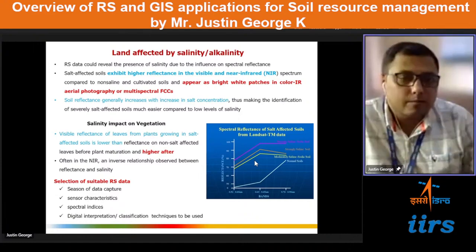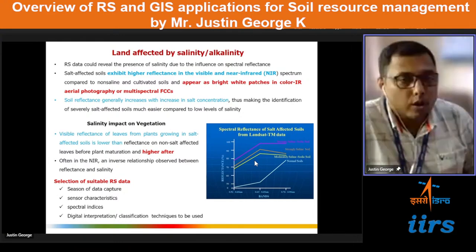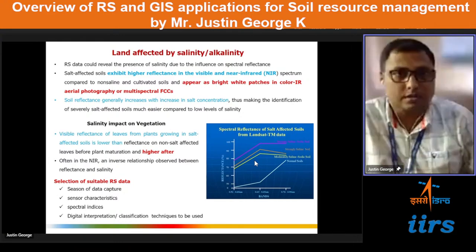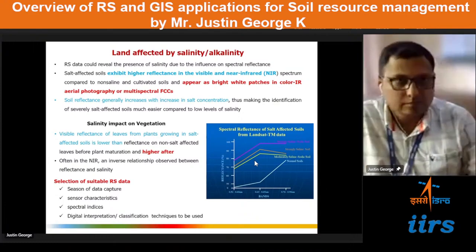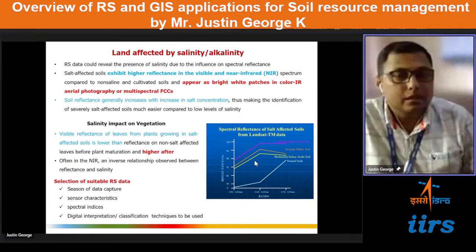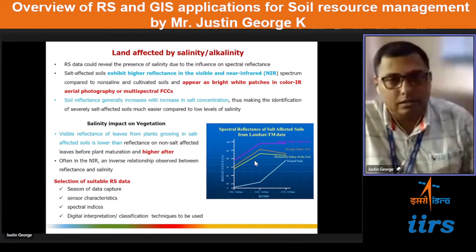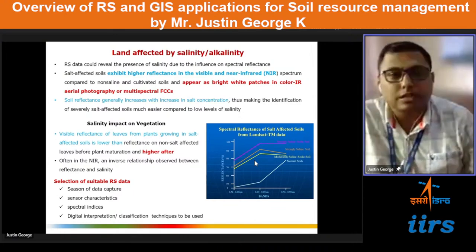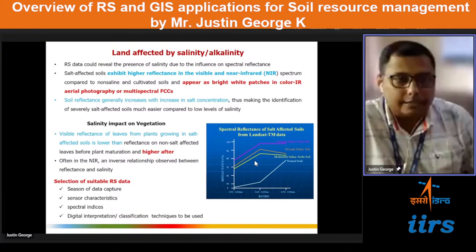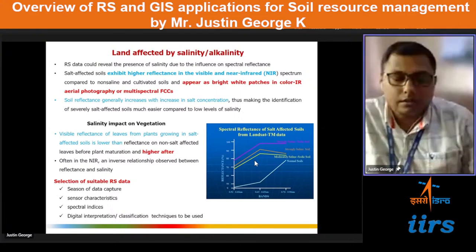That means if there is a high concentration of salt in a particular region, those areas will appear very whitish in color because of the very high reflectance in the visible and near infrared region. Similarly, various researchers have identified that soil reflectance mainly increases with the increase in salt concentration. That means the higher the salt concentration in the soil, the higher its reflectance, thus making the identification of severely salt affected soils much easier when compared to lower levels of salinity. This is basically the direct observation of salinity mainly using remote sensing.